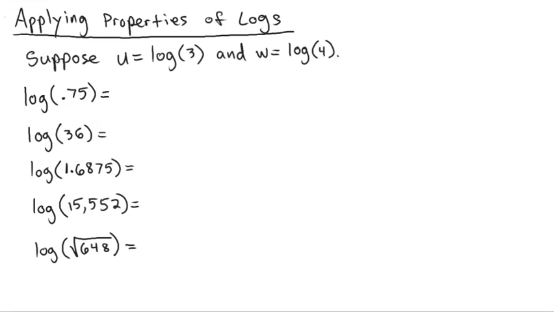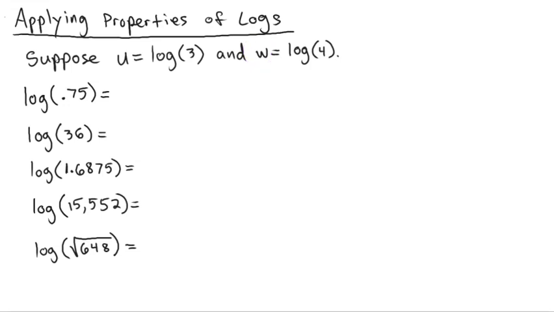All right, what we're going to do here is a couple of examples where we apply the properties of logarithms. In both of these situations, the one you see here, and then we'll do another one in several minutes, we're given some initial information. Here we're told that u is the same thing as log of 3, and w is the same thing as log of 4. And what we want to do is identify what each one of these things is in terms of u and w.